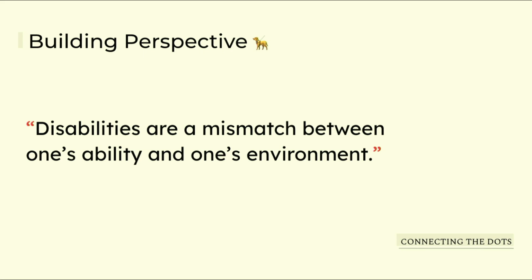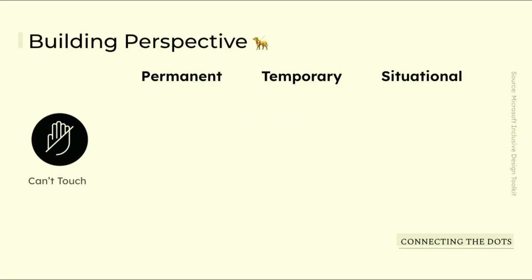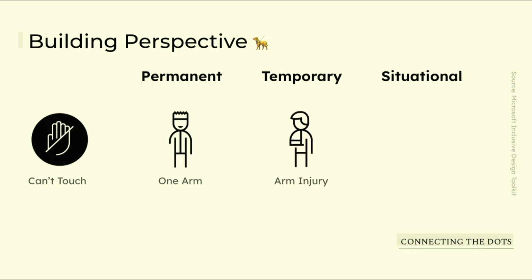This is where technology, especially digital tools like web applications, plays a huge role. It can either break down barriers or create completely new ones. To put things into perspective, I would like to use this example. For someone who cannot touch, for instance, we often only consider someone who might have only one arm. What we often knowingly or unknowingly neglect is any kind of temporary disability, such as someone recovering from an arm injury, or a situational disability, such as a new parent.